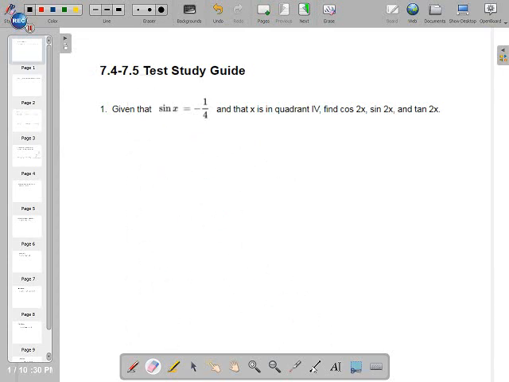So, the first problem tells you that the sine of x is negative 1/4, and that you're in quadrant 4. I'm going to draw a little helper triangle here in quadrant 4. If the sine of x is negative 1/4, then I'll label that 1 and that 4, because this is opposite over hypotenuse, and in the fourth quadrant, y is negative.